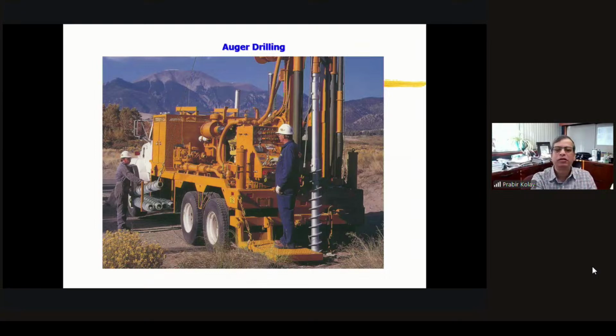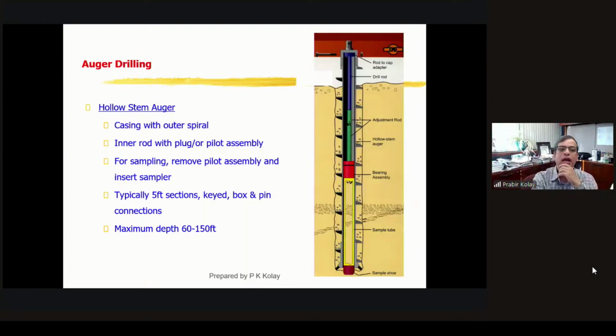I will just show quickly the different types of auger drilling that are available. For the hollow stem auger, as you can see here, there is the outer casing spiral, the inner rod, and also a removable pilot assembly for inserting the sampler. The maximum depth it can go is 50 to 100 feet. So this is how we do auger drilling.